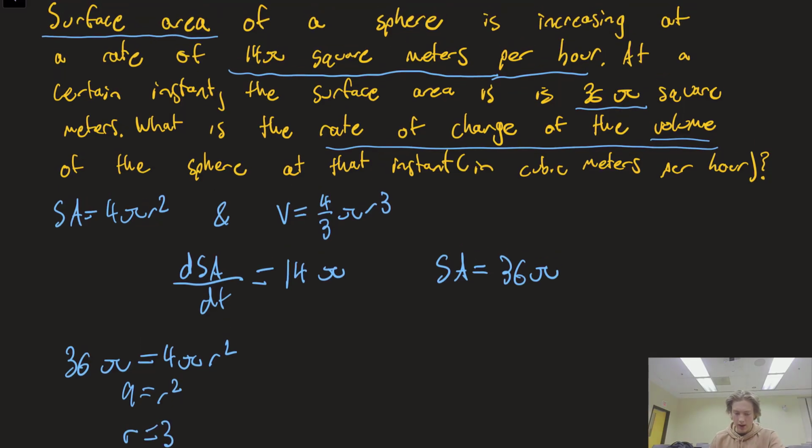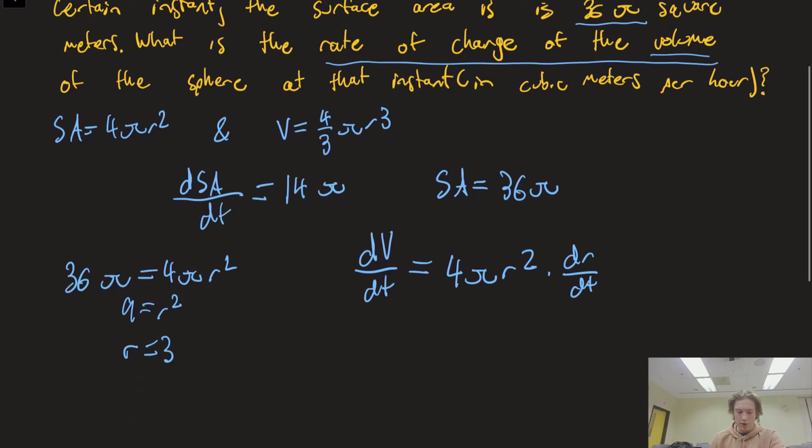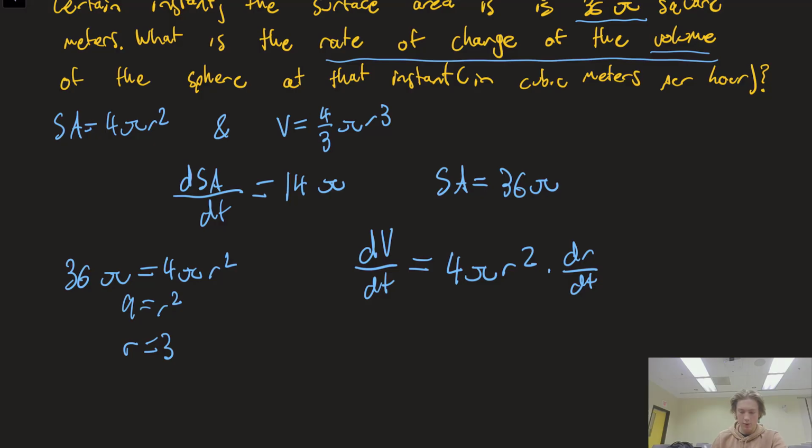And now we can go ahead and start finding the change in volume with respect to time. So to do this, we'll take the derivative of the volume formula, where we can basically use the power rule and bring the 3 down. So then we get 4 pi r squared times dr/dt, so radius with respect to time. And then we can start plugging values in. Since we know the radius is equal to 3, 3 squared is 9, and 9 times 4 is 36. So we can say dV/dt is equal to 36 pi times dr/dt.